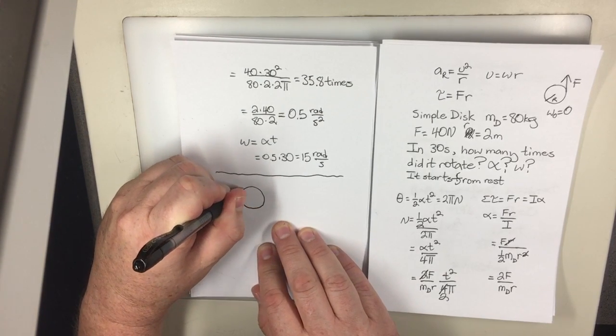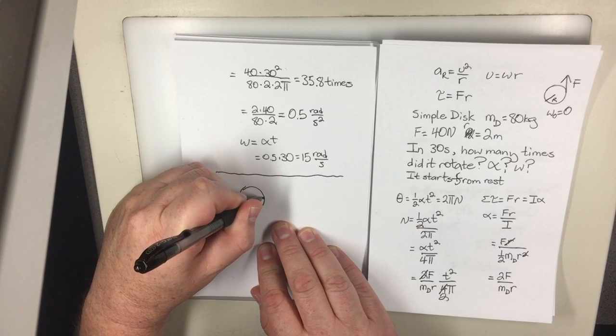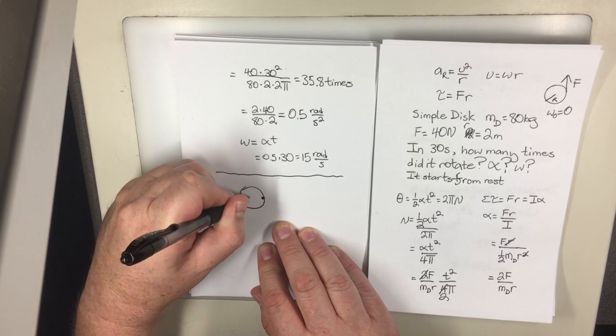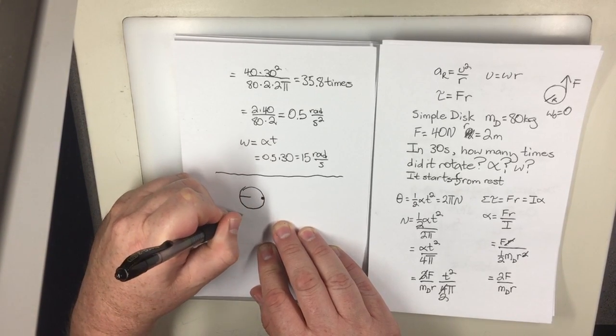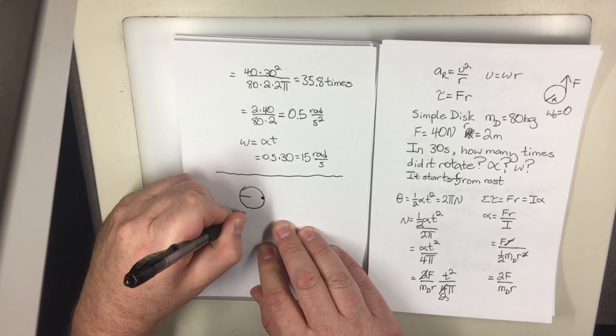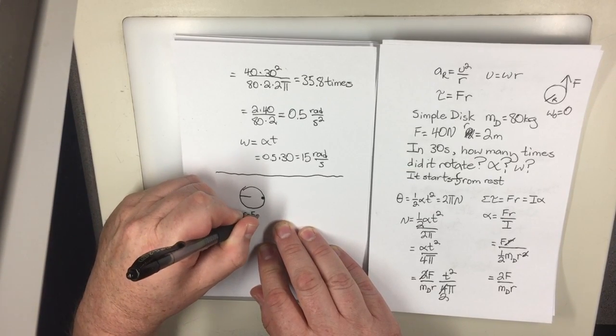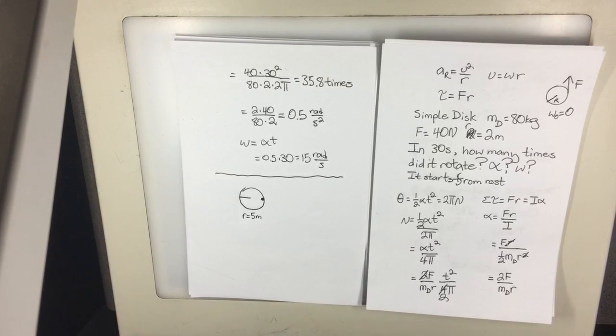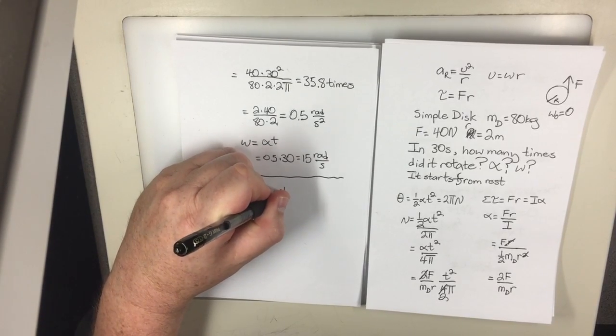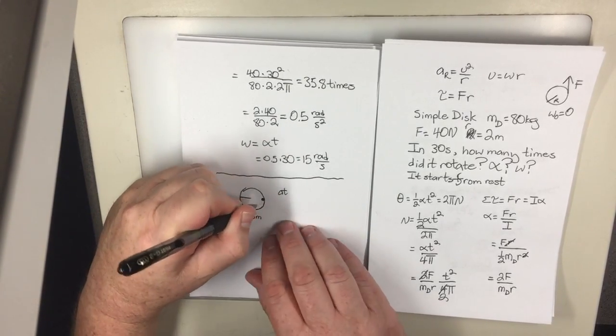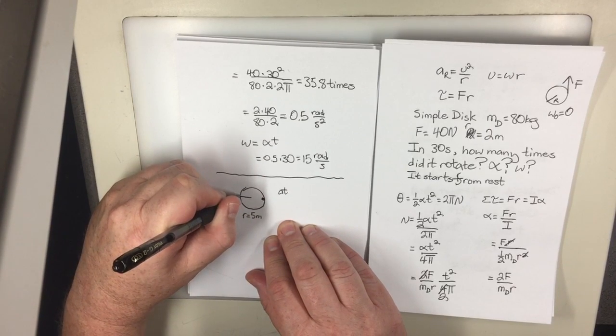We have an itty bitty bug slapped onto a disk. The disk's radius is 5 meters. That bug is opposite of a rocket engine.